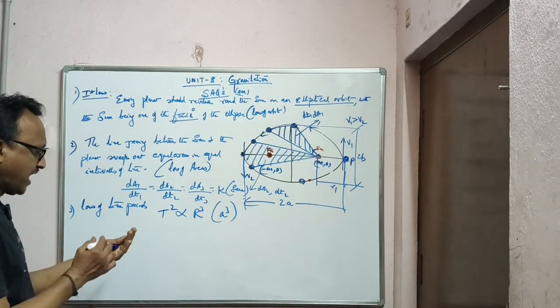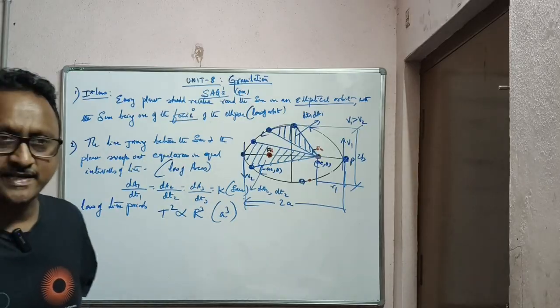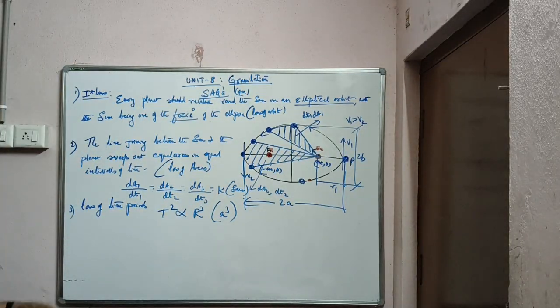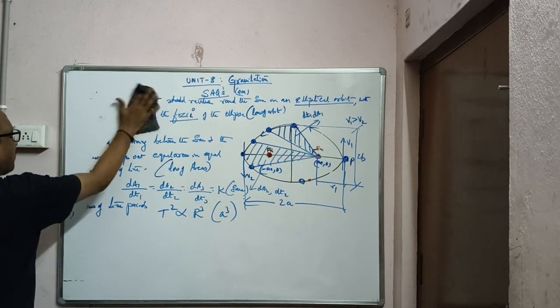So here, the cube of the average distance between the Sun and the planet is directly proportional to the square of the time period of revolution of the planet. That is the law of time periods. So this is the first one, and 4 marks.